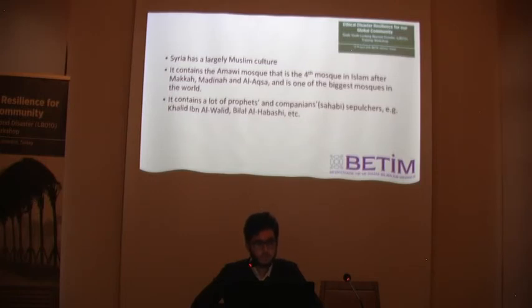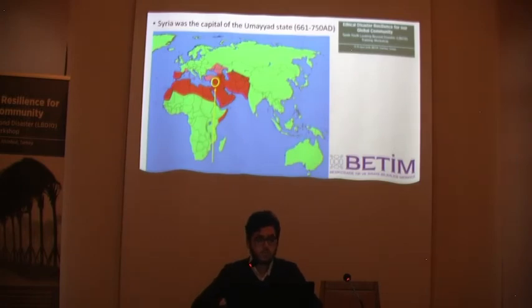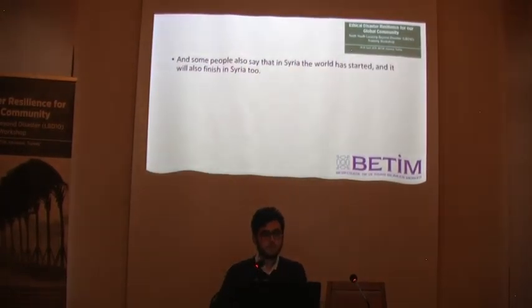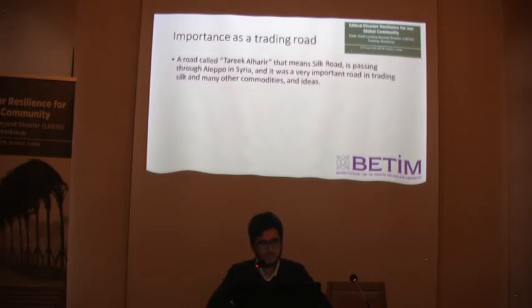It contains the Umayyad Mosque, that is the fourth mosque in Islam after Mecca, Medina, and Al-Aqsa, and is one of the biggest mosques in the world. So it contains a lot of prophets' and companions' sepulchres, for example, Khalid ibn al-Walid and Bilal al-Habashi, etc. So Syria was the capital of the Umayyad state in the 7th and 8th centuries, as you can see. And some people also say that life started in Syria and it will end soon there.